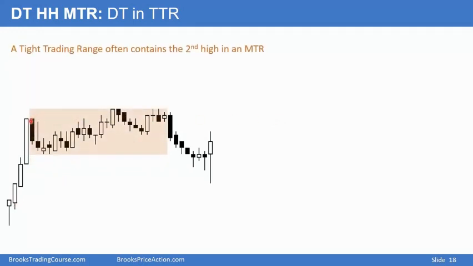Here we have a strong bull trend, and then we went sideways for about 20 or 30 bars. And we have a double top within that tight trading range. It's slightly above this high. However, whenever you have a tight trading range after a bull trend, and then you have a double top in the tight trading range, you've got to be thinking about the possibility of a major trend reversal.